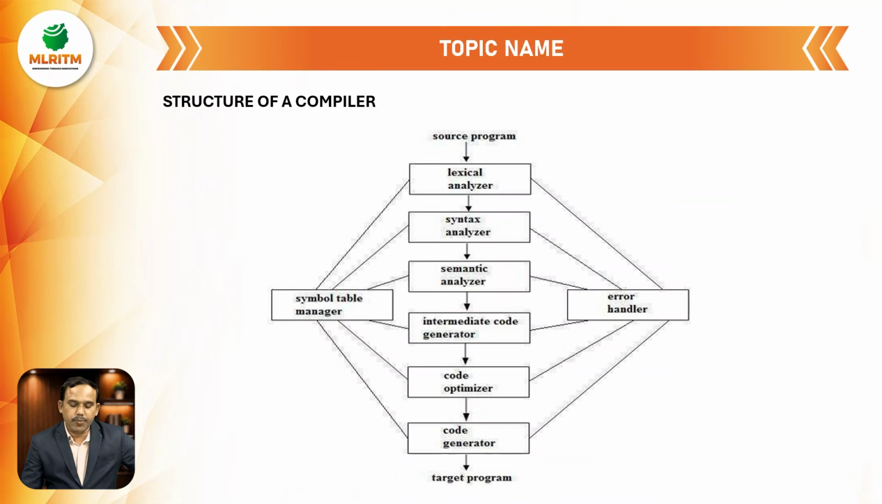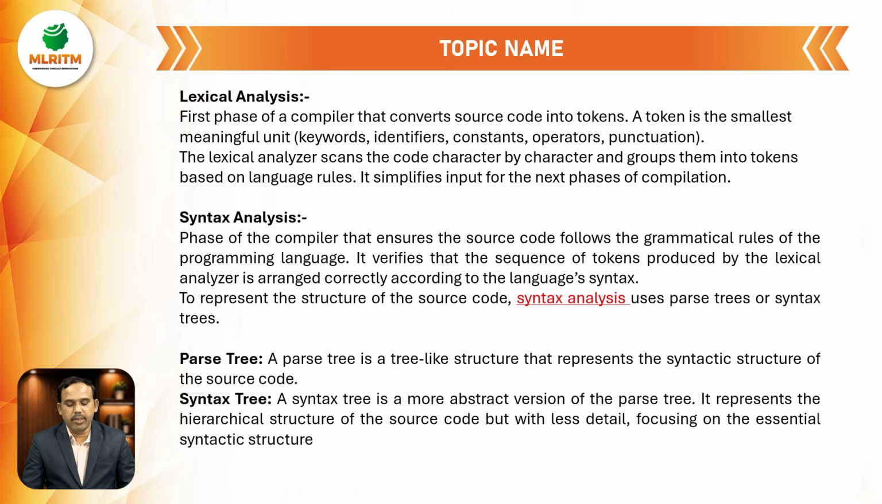The source program is the input of the lexical analyzer, which is the first phase. The second phase is the syntax analyzer. The third phase is the semantic analyzer. The fourth phase is the intermediate code generator, followed by the code optimizer and code generator. On the other side are the symbol table manager and the error handler. Let us see what happens in each and every phase.